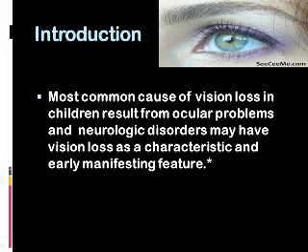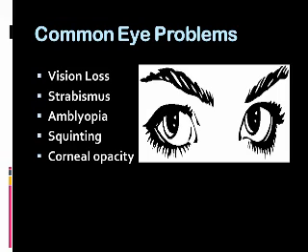The ability to determine the cause of vision loss aids in the diagnosis of the underlying neurologic disorder, which may help determine prognosis and can be used to monitor treatment efficacy. The common eye problems that we see in the pediatric age groups are the following: vision loss, strabismus, amblyopia, squinting, and corneal opacity.